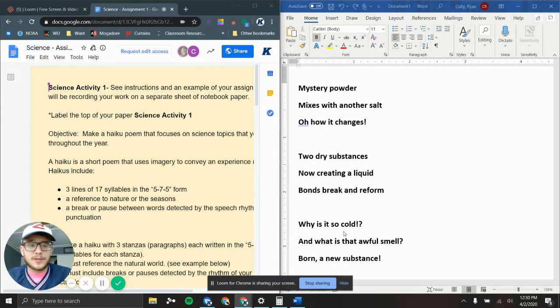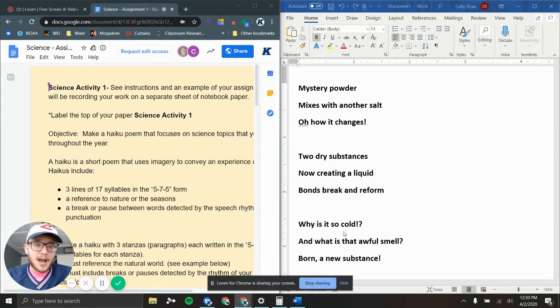Haikus are based on syllables. Syllables are how many times you emphasize within a word. Like the word congratulations has five syllables. Congratulations. And like the word Ryan has two syllables. Ryan.